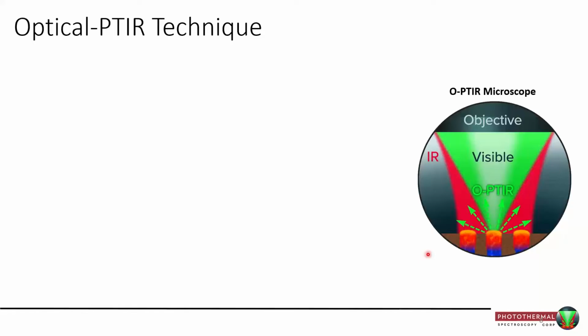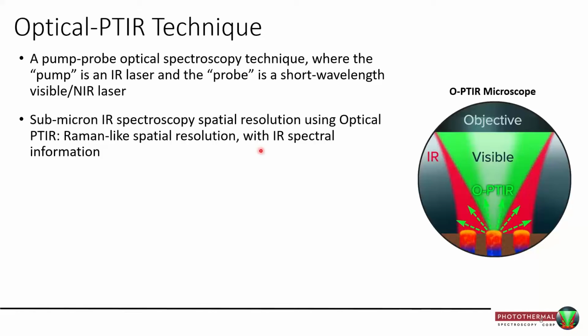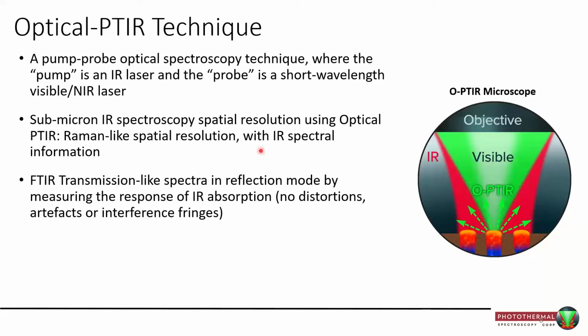So really, to get around all of those issues, one can do O-PTIR, so that's optical photothermal infrared. This technique is really a pump-probe optical spectroscopy technique where the pump is a pulsed tunable infrared laser, and the probe is a short wavelength laser, typically visible, can be near IR as well. It provides submicron infrared resolution, so it's very much like Raman in that sense, but it comes with all the richness of infrared spectra.